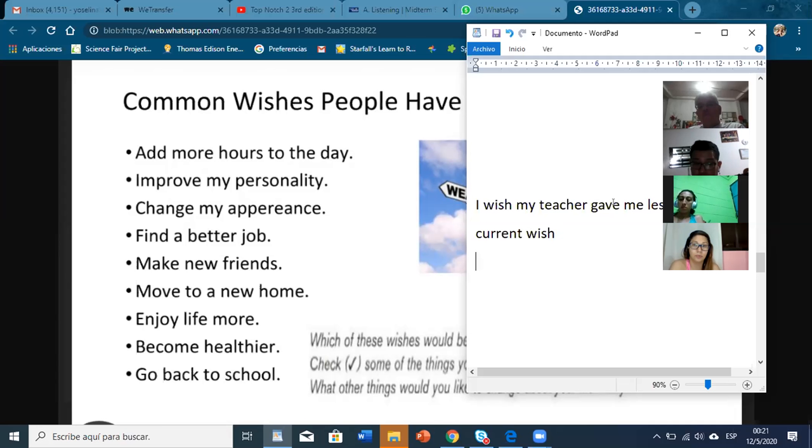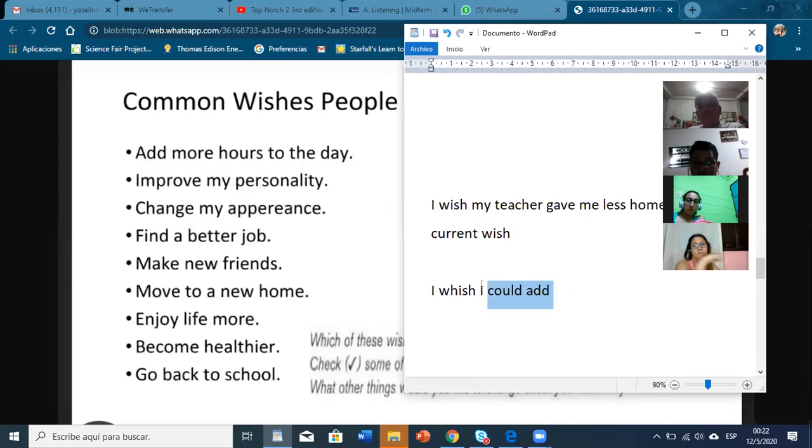Now we're going to do some more sentences before we move on to the midterm, okay? So the first one says, for example, common wishes people have. This is the sentence, the image I sent you. You're going to discuss this in groups of 3 with different people, all right? The first one says, add more hours to the day. That is a regular wish. So you're going to say, I wish I could add, for example, but you have to say something personal. In my case, I wish I could add at least 3 hours to the day.